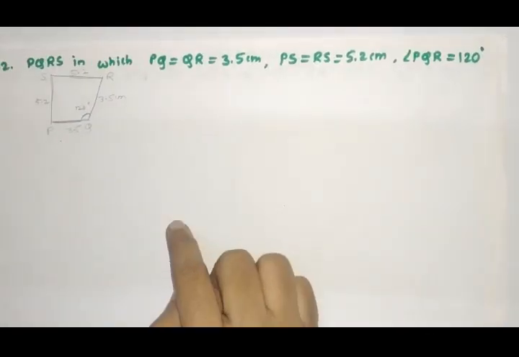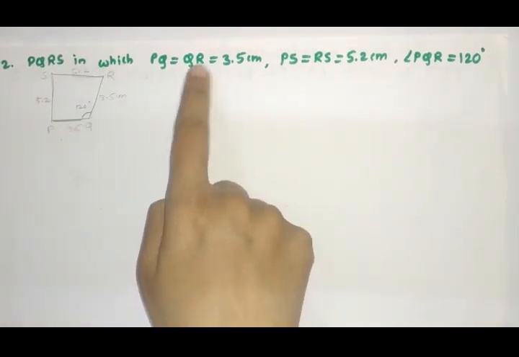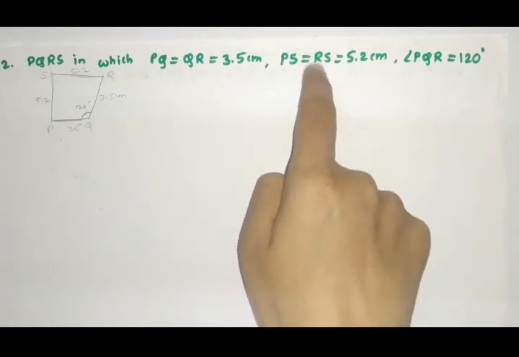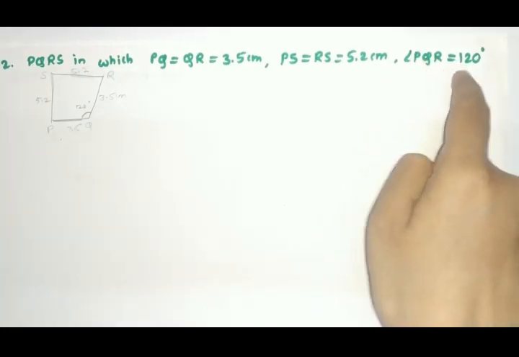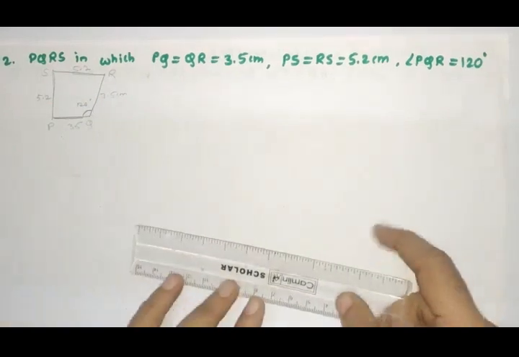So now friends, we need to construct another quadrilateral PQRS, in which side PQ is equal to QR, which is equal to 3.5 centimeter, and the other two sides PS is equal to RS is equal to 5.2 centimeter, and angle at Q is given as 120 degree. So here is a rough sketch. So let's start making that quadrilateral.